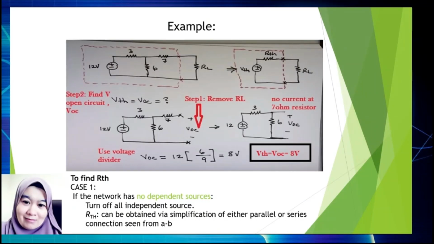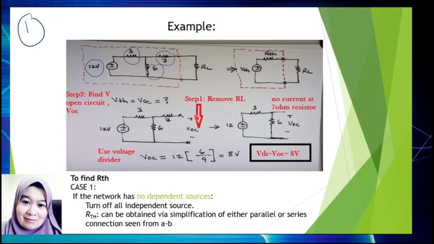This is an example for case 1. If we are given this circuit, you have to identify that it has only independent sources and no dependent source. So we can solve for RTH using case 1. We need to kill or turn off all independent sources. Then RTH can be obtained by simplification, using parallel or series connections.